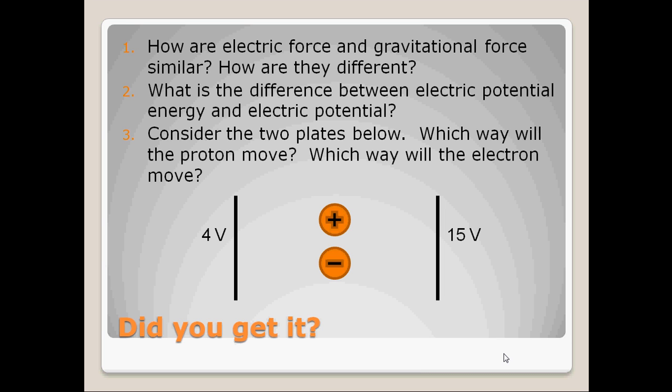Last question. We've got a little diagram here for you. We've got two plates located on either side. Each one has a different electric potential. This one has 4 volts, this one has 15 volts. If I then take a proton and an electron and stick them in the middle between these two plates, which way are they each going to go? So take a moment, feel free to pause as you ponder these questions, and when you are ready, we'll move on.